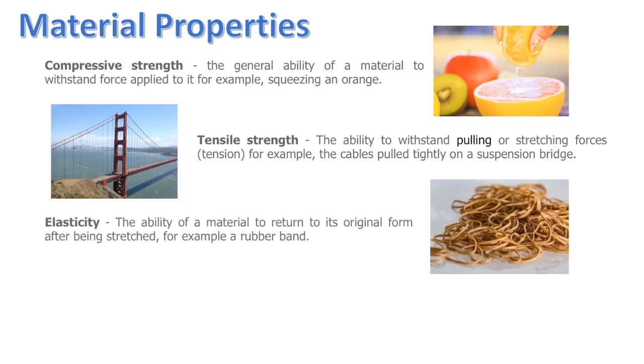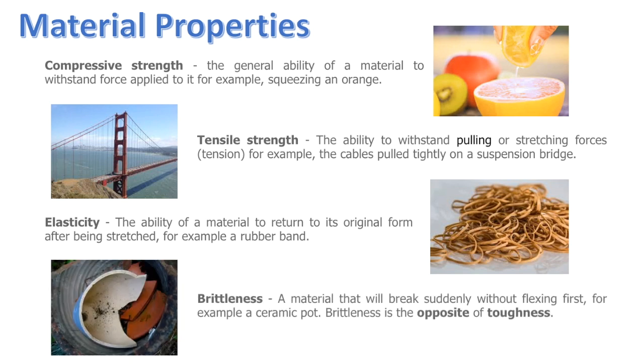Elasticity is the ability for a material to go back to its original form after it's been stretched, like rubber and rubber bands, which are perfect for that. And finally, brittleness, as discussed earlier, like glass, is an object that will break suddenly with force applied to it, and it's the opposite of being tough.